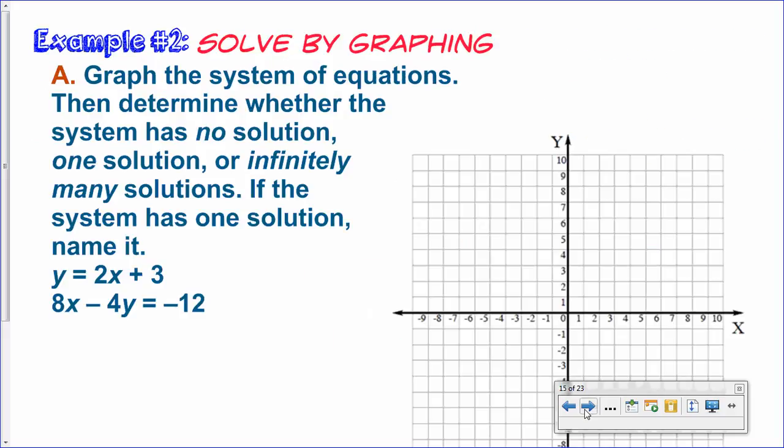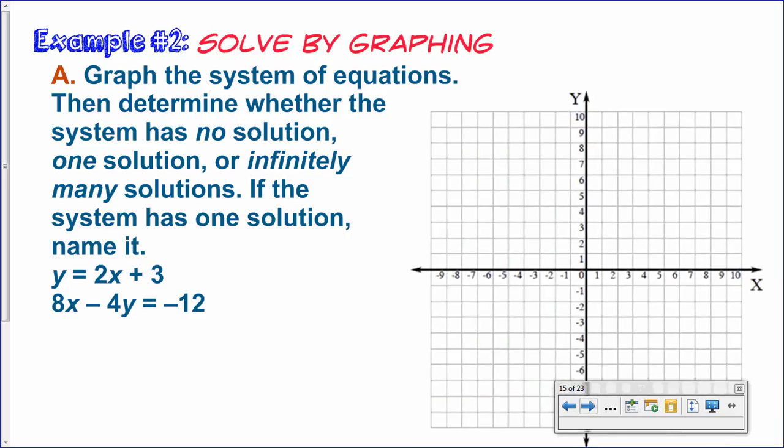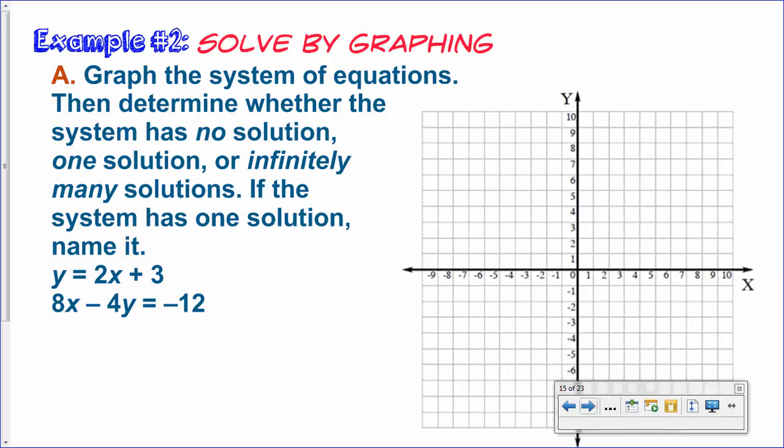Okay, solve by graphing. Graph the system of equations to determine whether the system has no solution, one solution, or infinitely many. Infinitely many would be what? The lines are going to be on top of each other, right? If they have infinitely many, that means that they're on top of each other. So let's graph these two equations. It's probably the easiest way to determine this.